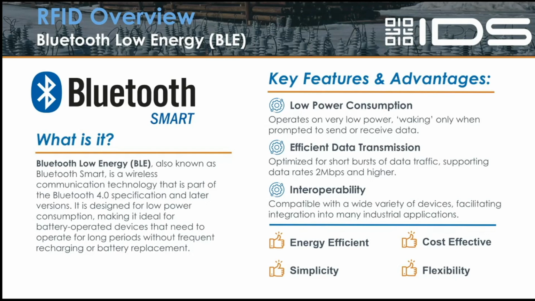In our typical use case, BLE tags, or what we call beacons, typically last between 5 to 7 or even up to 10 years. It operates on very low power. We're only reading it at controlled intervals. Like I said, the battery can last up to 10 years. It's very efficient on data transmission, so we can read large populations of tags, which we'll talk about.